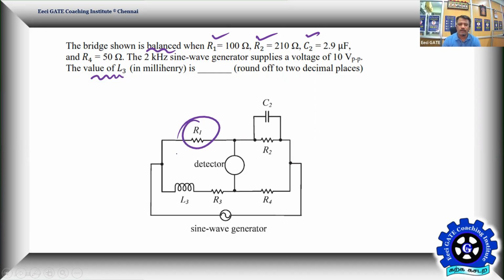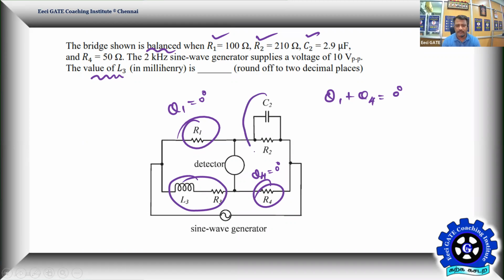So the phase angle contributed by this is θ1, that is equal to 0 degree, and the phase angle contributed by this is θ4, that is equal to 0 degree. That means the sum of opposite phase angles θ1 plus θ4 is equal to 0 degree. So under the balance condition, the sum of this angle and this angle should be equal to 0 degree. That means θ2 plus θ3 must be equal to 0 degree. So θ3 is contributed by Z3. What is Z3? Z3 is equal to R3 plus jωL3.